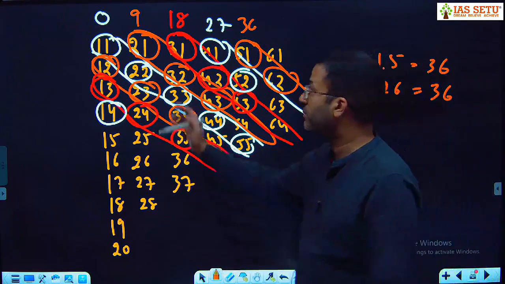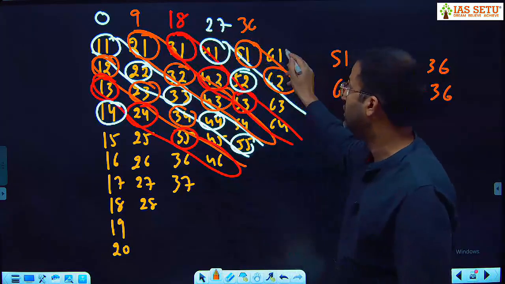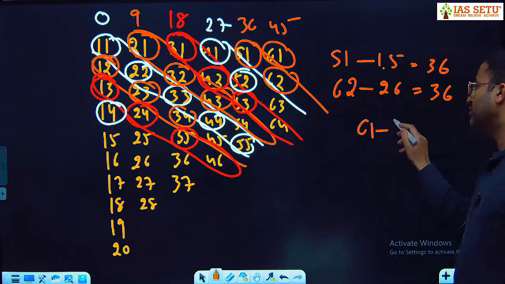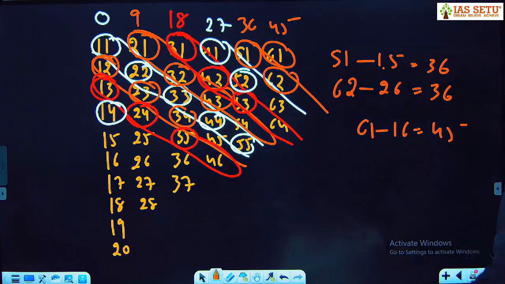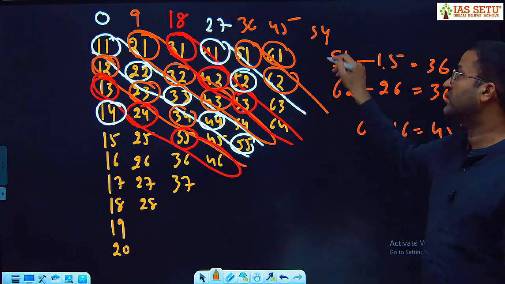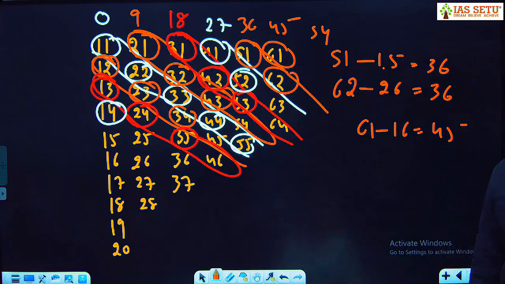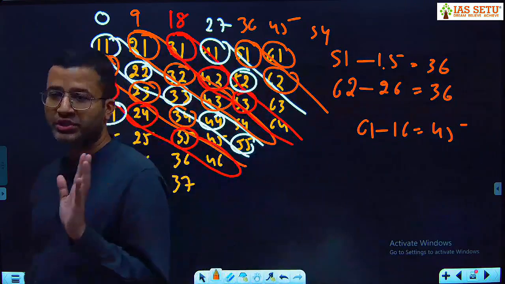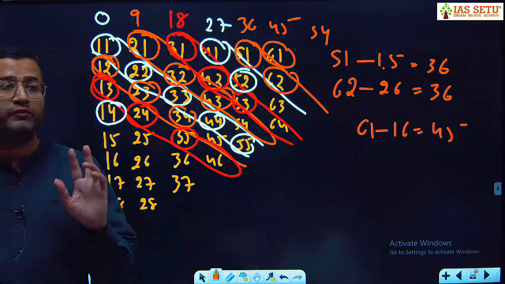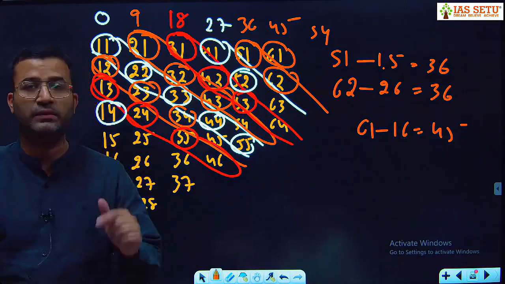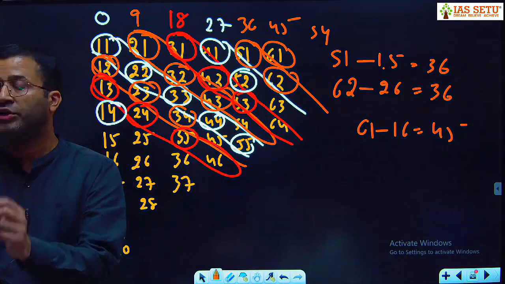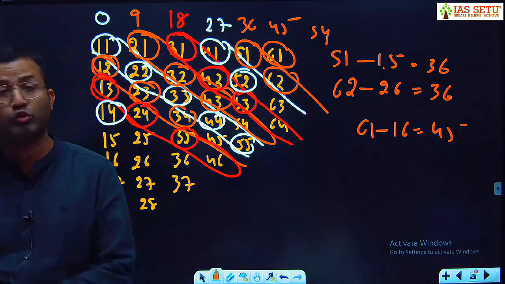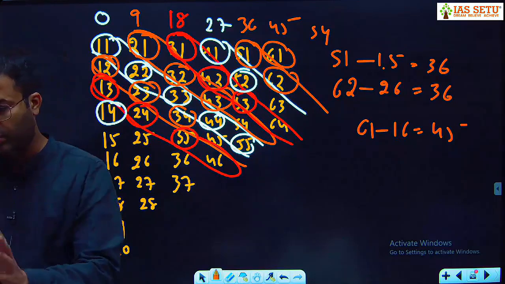So can you see the pattern? 9, 18, 27, 36. Here it will be 45. Check it. 61 minus 16, you get 45. After that, the next difference is 54. So the idea here is, you take any two-digit number and you reverse the order of the digits and subtract from the original number, your difference is always 0 or a multiple of 9. No other possibility. Write down this observation.